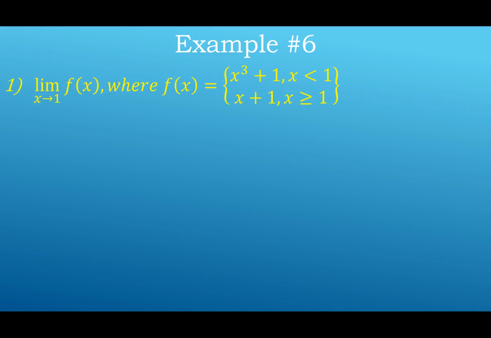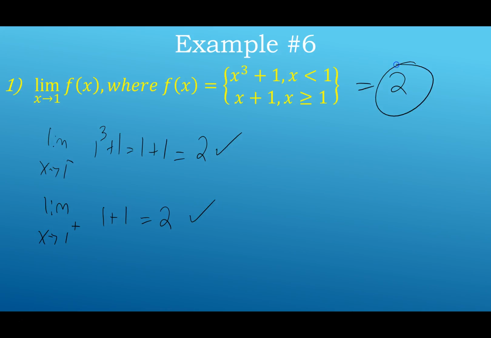In this example, as I said, because I'm talking about x approaches 1, not left or right, left and right must agree. So I must plug into the left direction. From the one from the left, we get 1 cubed plus 1, which is 2. And then from the right direction, we plug into the one that's greater than 1, which is 1 plus 1, which is 2. Since they agree, the value of the limit is 2.